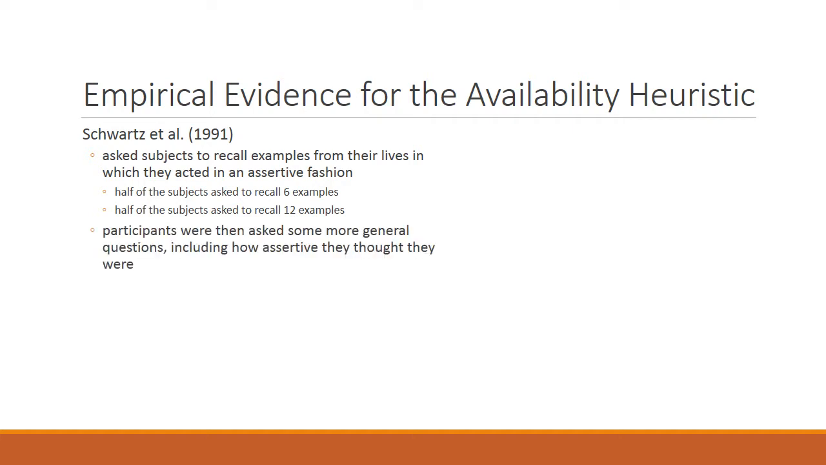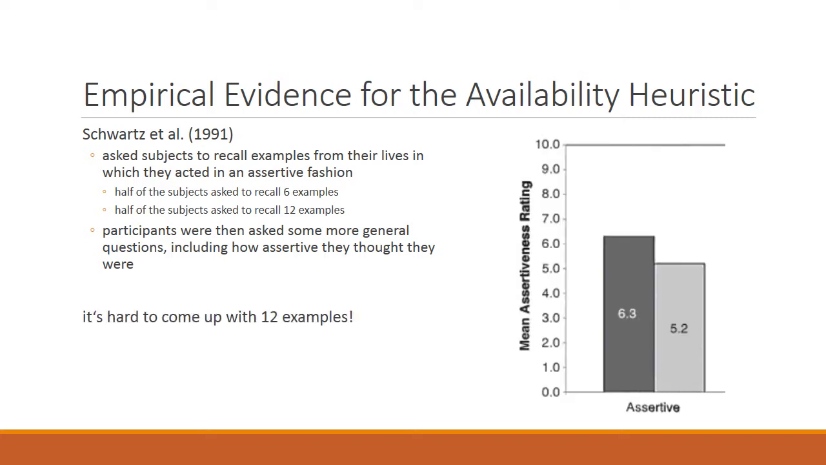They were also asked some more general questions, including how assertive they thought they were. And what they found was that the people who were asked to come up with 6 examples actually rated themselves as more assertive than if they came up with 12 examples. So the idea here is that because participants in the 12 example condition struggled to come up with 12 examples of themselves being assertive, they thought to themselves, oh, well, since it's hard for me to think of 12 examples, I must not be that assertive.